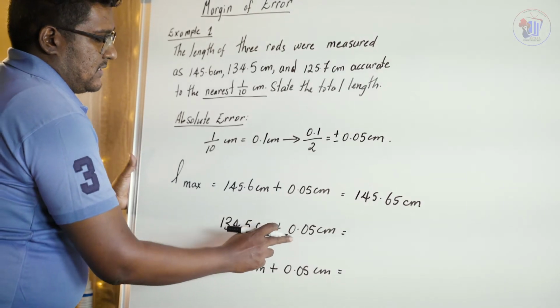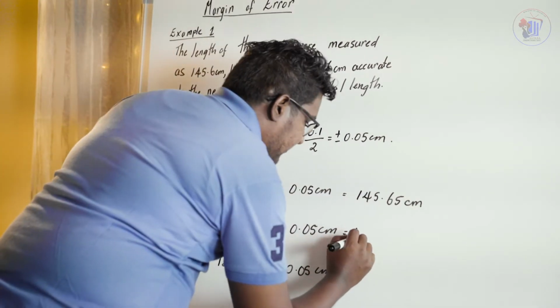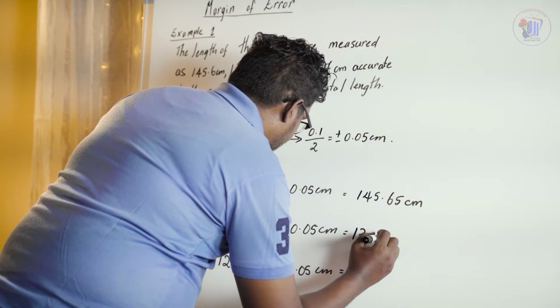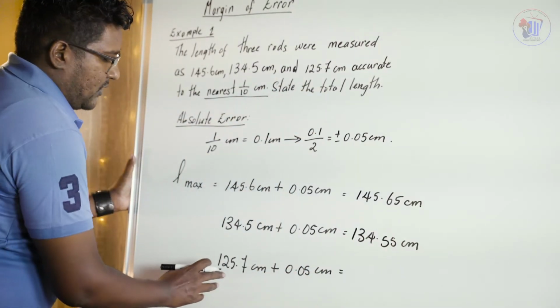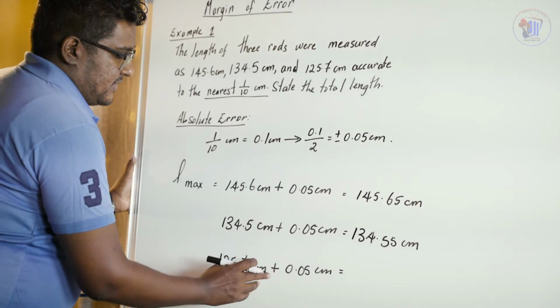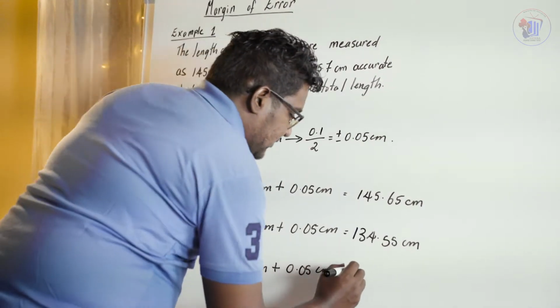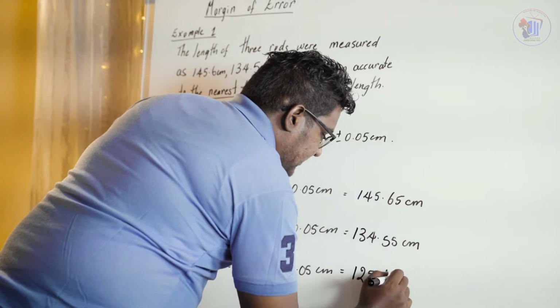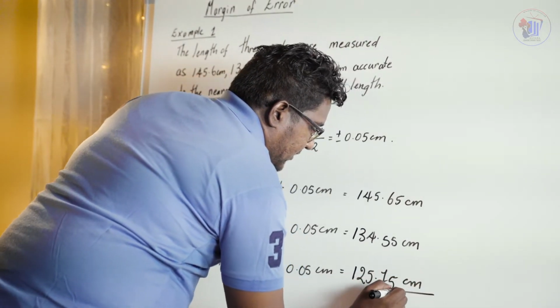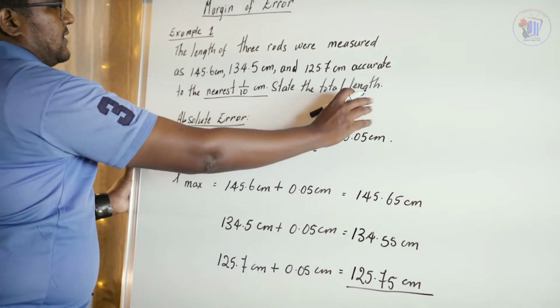134.5 plus 0.05 is going to give me 134.55 cm, and 127.5 plus 0.05 is going to give me 125.75 cm. So they want the total length.